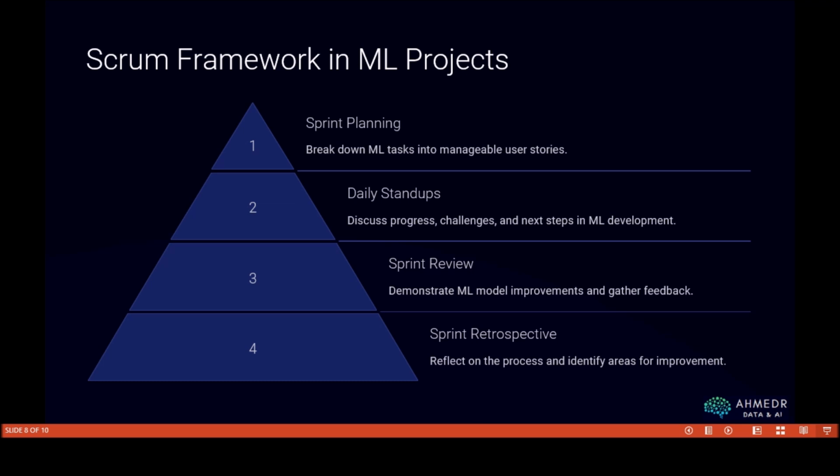Next, we have the sprint review. At the end of each sprint, the team holds a sprint review where they demonstrate what has been accomplished. This could be a more refined model, improvements in data pre-processing, or new features that enhance the model accuracy. Feedback is gathered from the stakeholders, which will inform the next sprint.